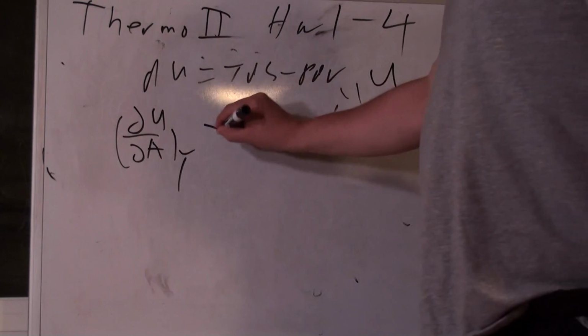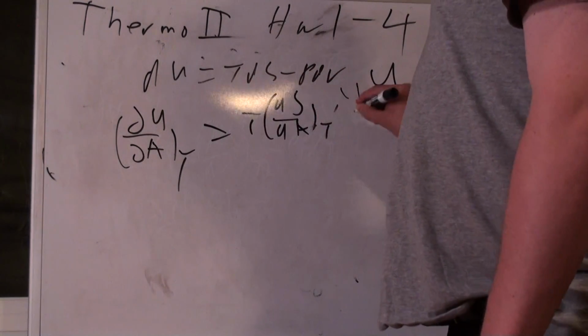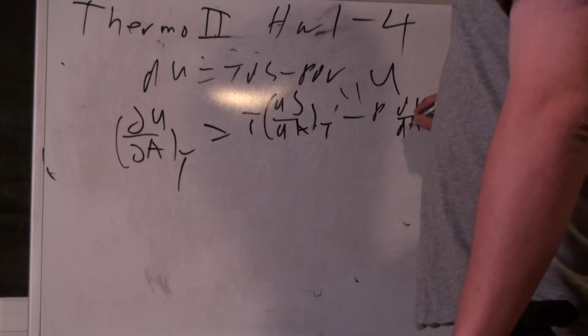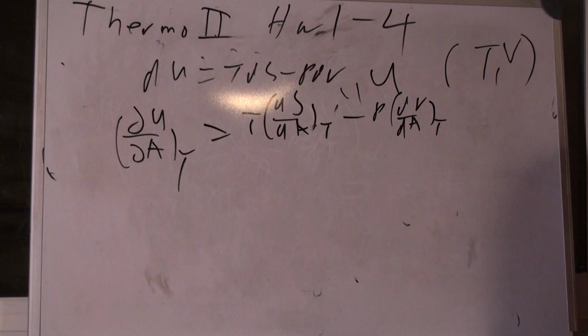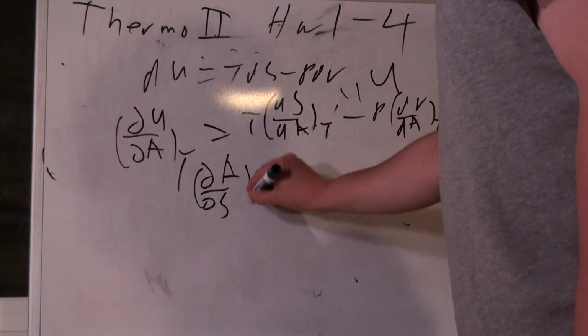Okay, so T dS/dA at constant T minus P dV/dA at constant T. And I ask myself the same question: do I have an HTC in the dx place? Yes, I do. Is it on top? No, it's not. So I have to inverse it. Okay, so let's do each one separately and then inverse it. First I have dA/dS at constant T.